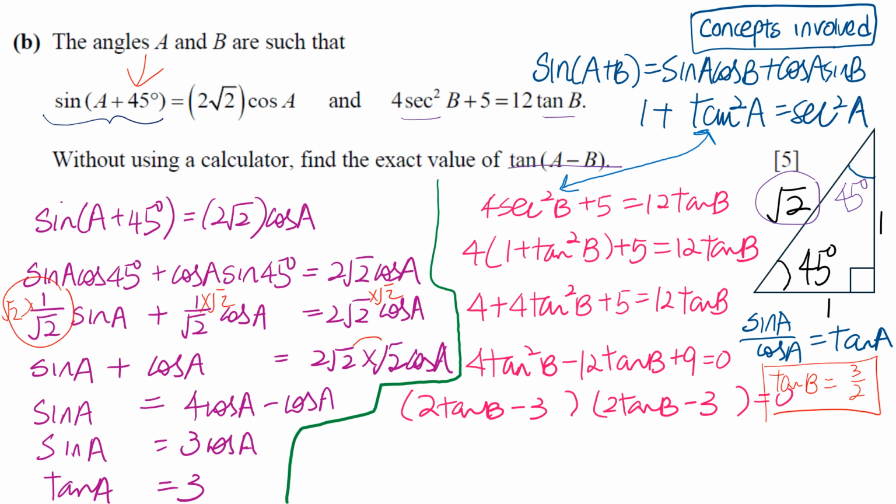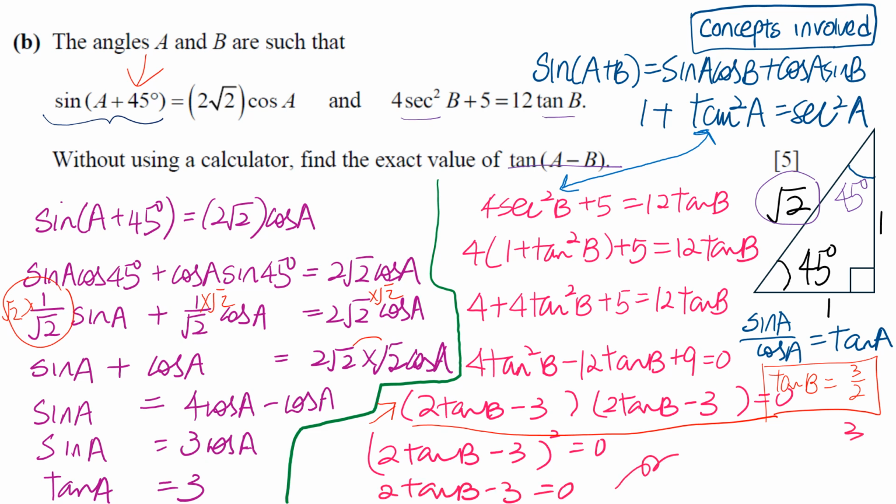which is 2 tangent B minus 3 times 2 tangent B minus 3. Okay, you need to show these steps. All right, very important. You need to show this step. And then 2 tangent B minus 3 times another 2 tangent B minus 3 gives you bracket 2 tangent B minus 3 squared. And of course, when you square root both sides, this is what you get. And therefore, tangent B is equal to 3 over 2.